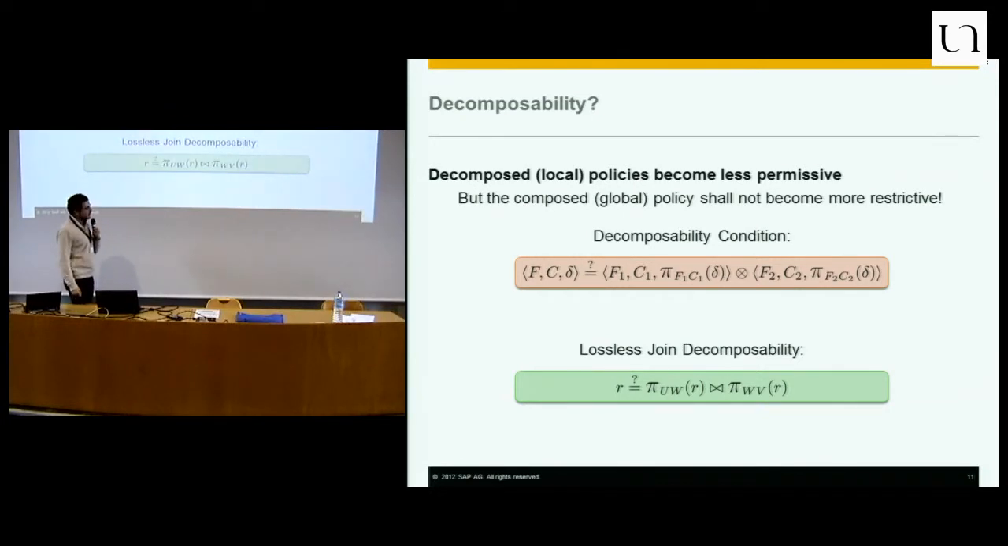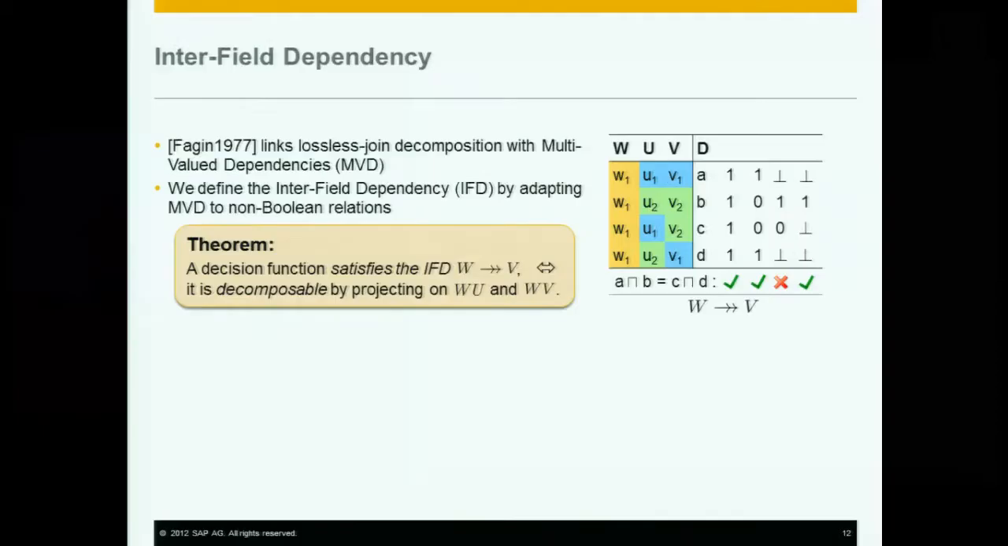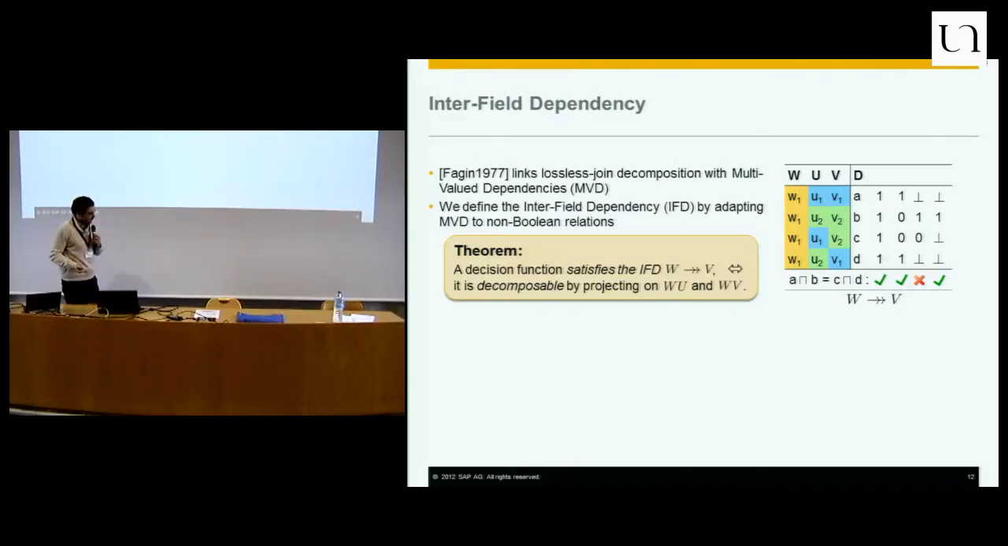And this looks pretty similar to the lossless join decomposability condition for the classical case. So how do we test this condition? Well, in the classical relational model framework, there is a nice result from Fagin that links this lossless join decomposability property with the idea of multi-value dependency. So whenever you have multi-value dependencies holding on the relation, then you are sure that you can decompose it losslessly. So what we did is adapt this multi-value dependency idea to our case.